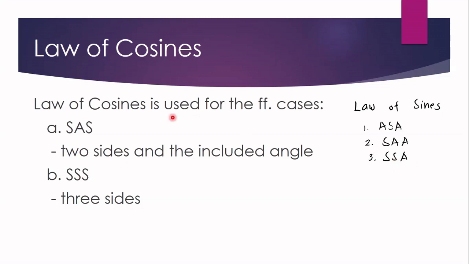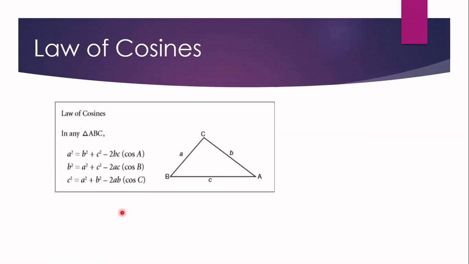Now, on the other hand, the law of cosines is used for the following cases. We have the first one, the SAS. In here, two sides and the included angle are given, and of course it can also be used for the SSS, or if the three sides are given.